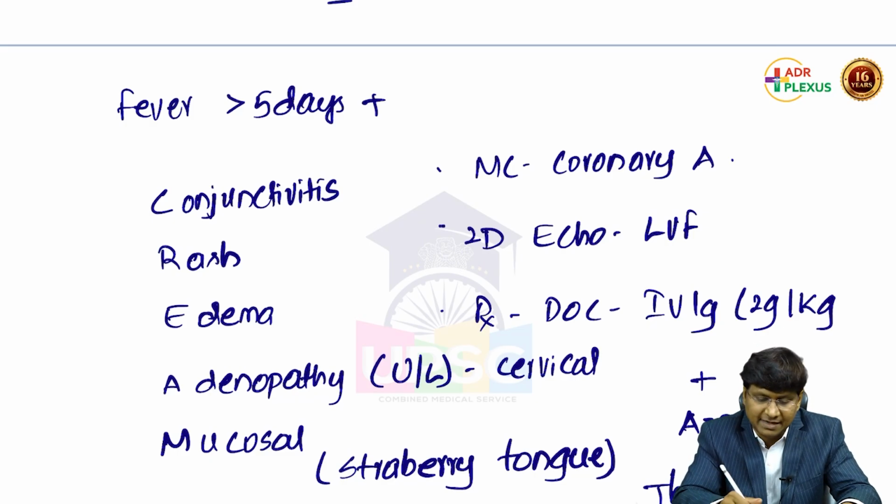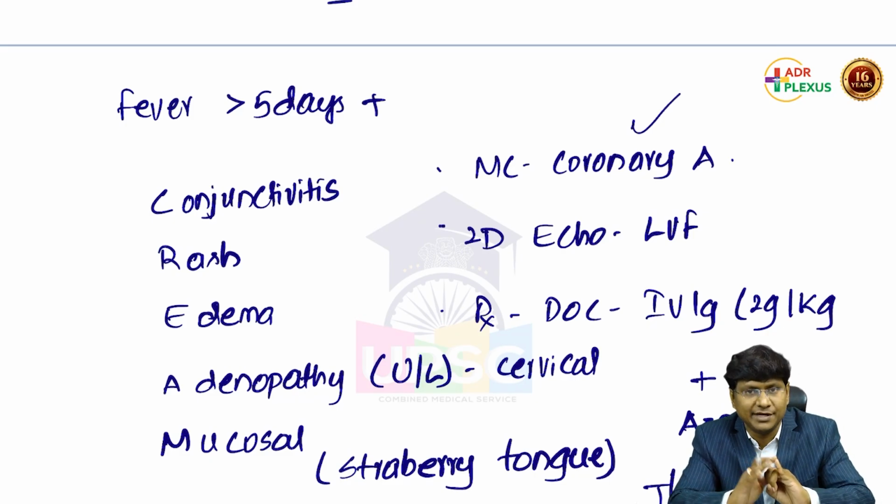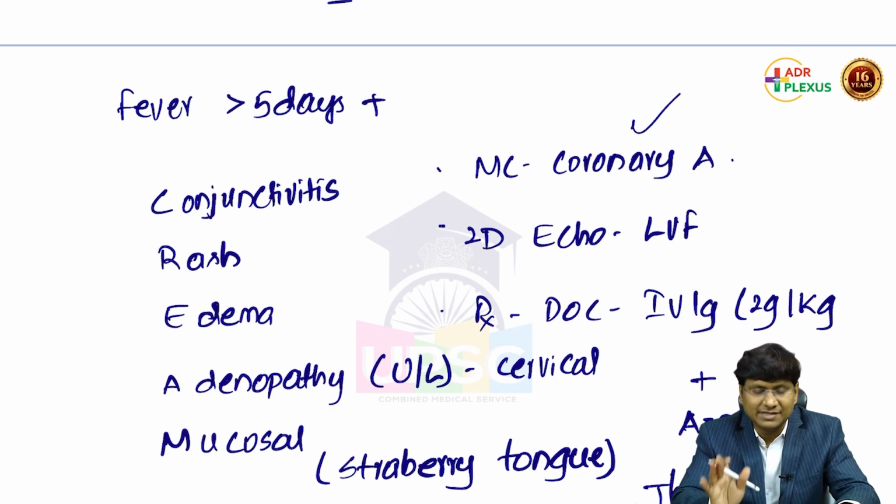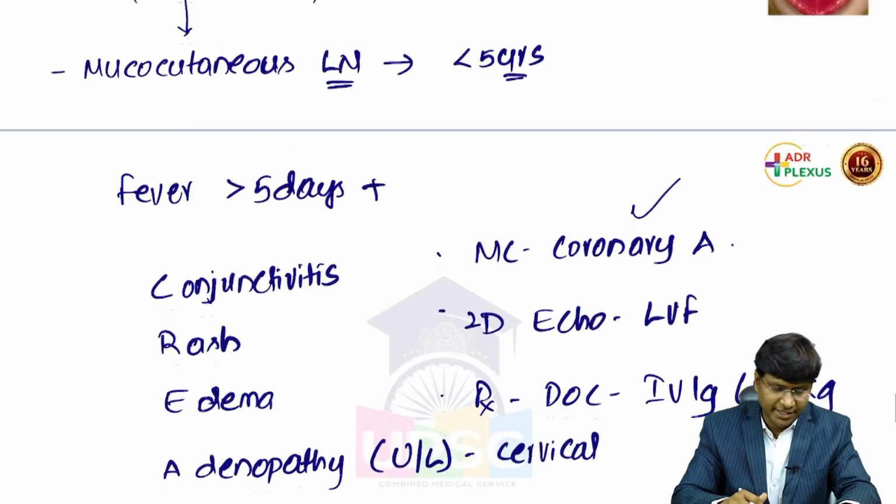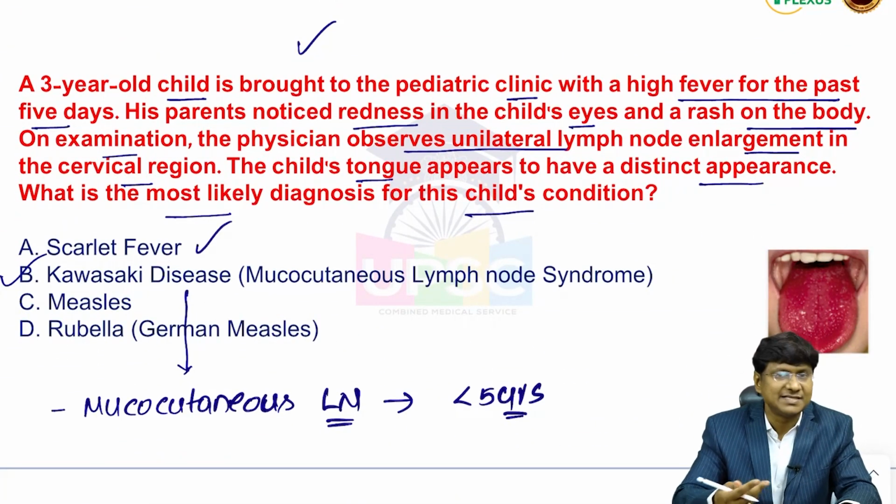So complications with Kawasaki will be the coronary microaneurysms. Apart from that, pericarditis, myocarditis, myocardial ischemia and infarction, and cardiomegaly. So these are the complications. Okay, and you take the incorrect options, like you take the scarlet fever.